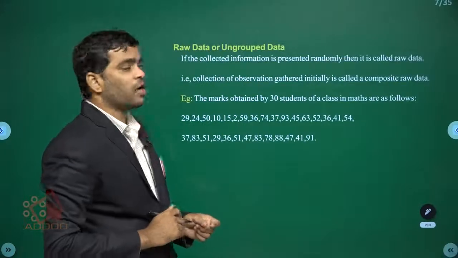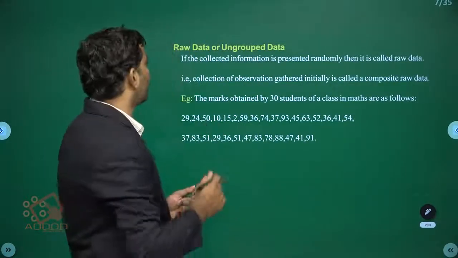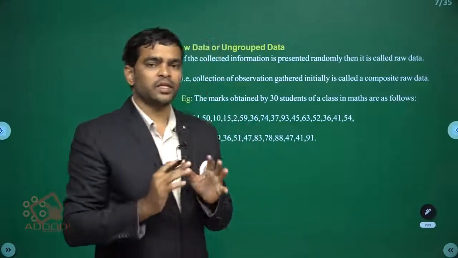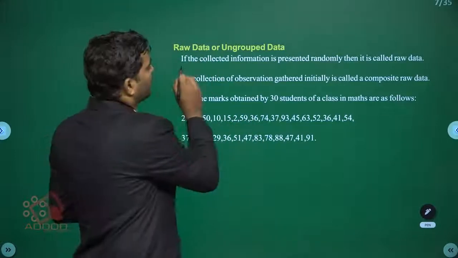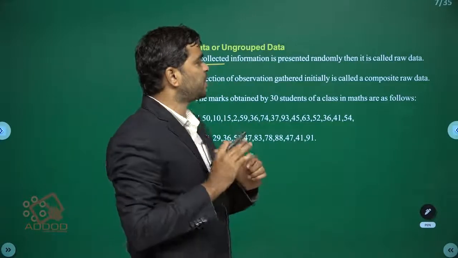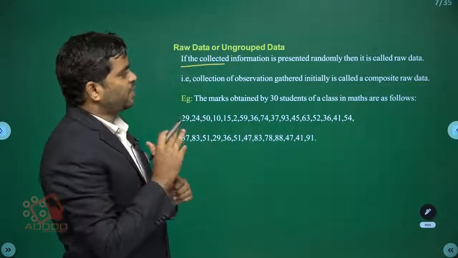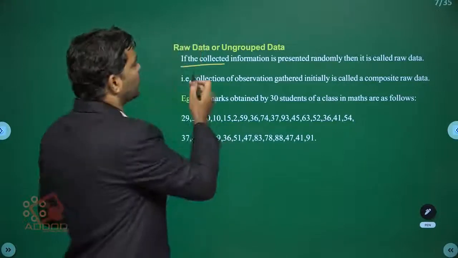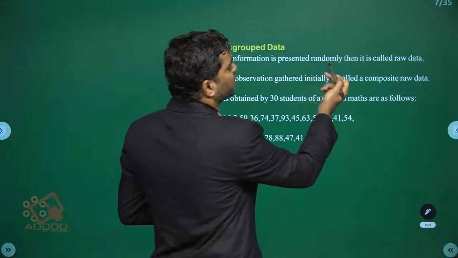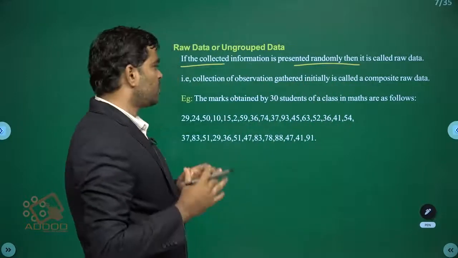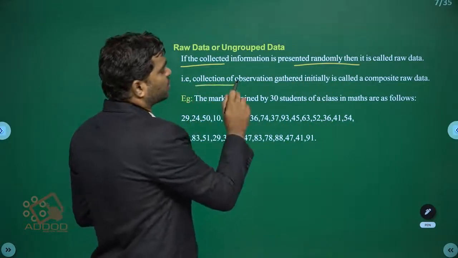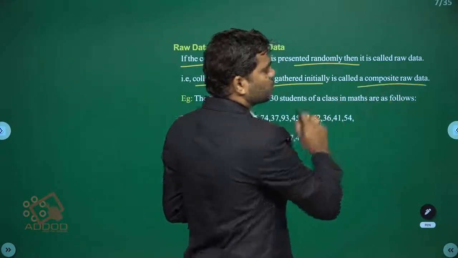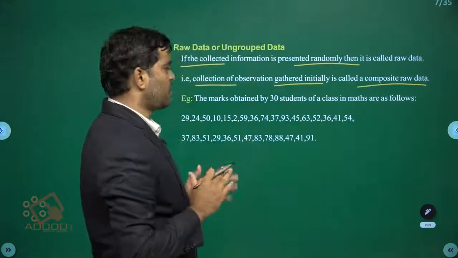Raw data or ungrouped data. What is raw data? The data which we collect as it is is called raw data. If the collected information is presented randomly, then it is called raw data. That is, the collection of observations gathered initially is called raw data.